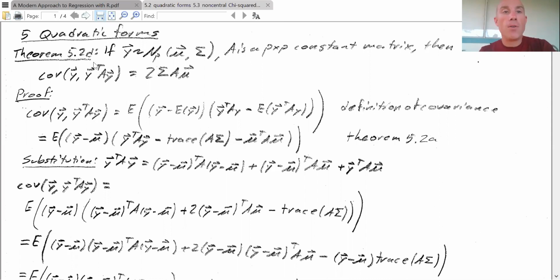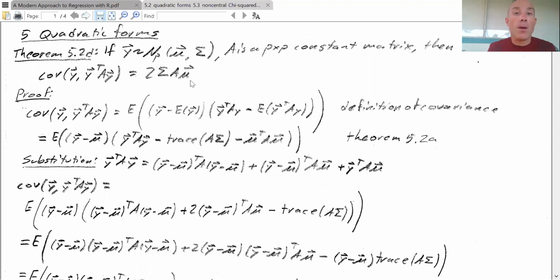Theorem 5.2: if y is a normal vector with mean mu and covariance sigma, and A is a p by p constant matrix, then the covariance of y transpose A y, the quadratic form of A and y, is going to be equal to 2 times sigma A mu. All right, so how do we prove this? We're going to use the definition of covariance.